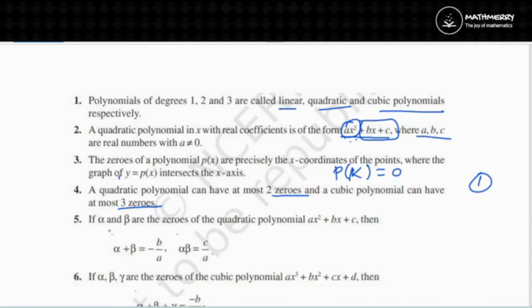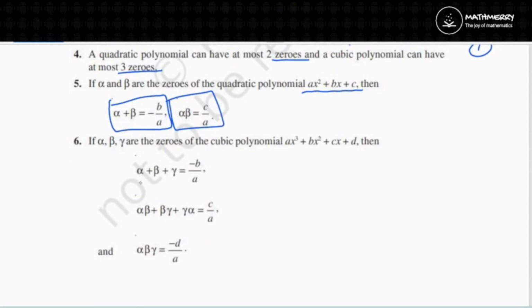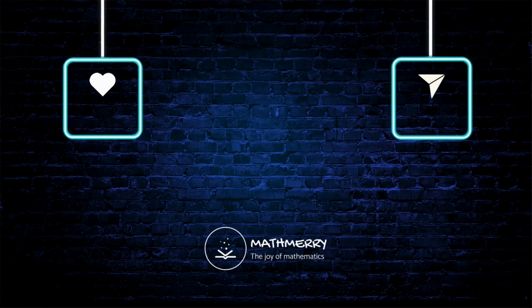Okay. Now, if alpha and beta are the zeros of the quadratic polynomial ax square plus bx plus c, then the sum of the zeros is minus b by a and the product of the zeros is c by a. Now next, for a cubic polynomial, we have seen that alpha plus beta plus gamma, or the sum of the zeros, is minus b by a, and alpha into beta plus beta into gamma plus gamma into alpha, we are getting c by a. And again, the product of the zeros, we are getting minus d by a. So these are the main things we have seen in this particular chapter.